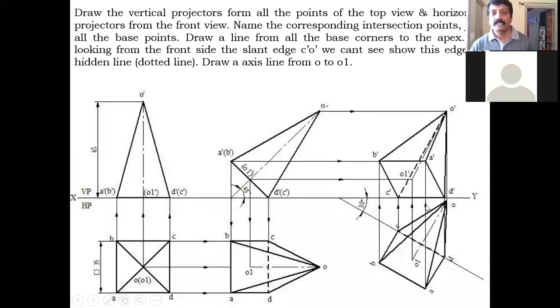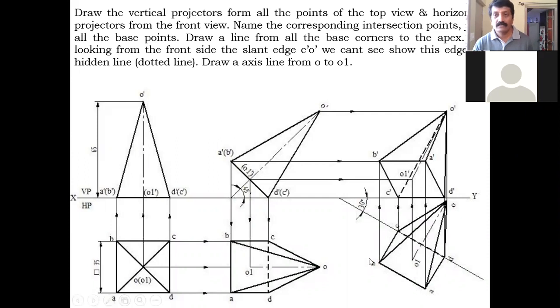D is here, D dash is here, this is D dash. O1 is here and O1 dash is here, this is O1 dash. O is here and O dash is here, this is O dash. So this completes the orthographic projection of this square pyramid.